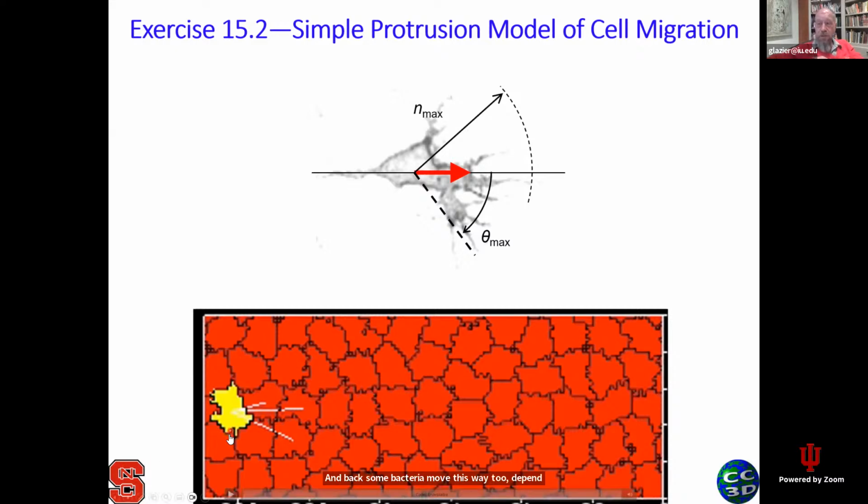And so here we're going to have a single cell. It's going to throw out filopodia. If those filopodia are able to anchor onto one of the neighboring cells, then it'll pull, and that'll pull the cell forward. Okay, that's what we're going to try to do.